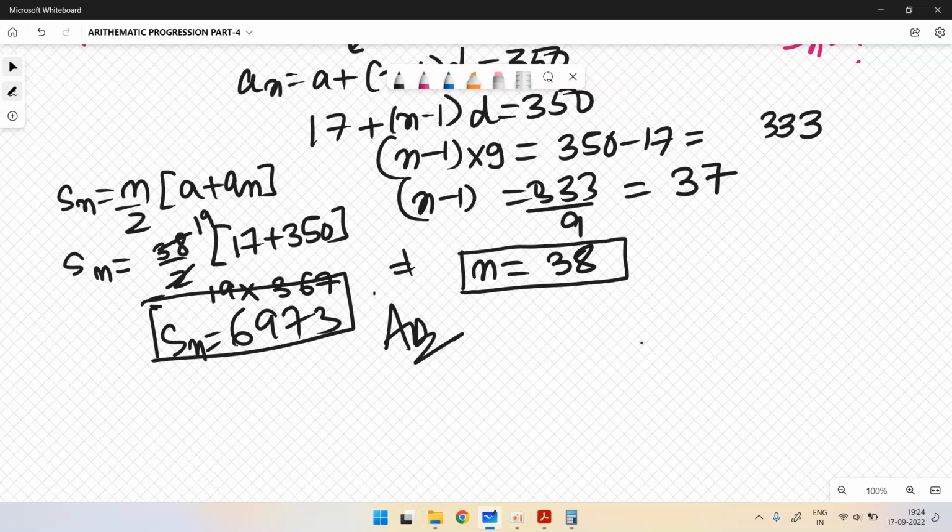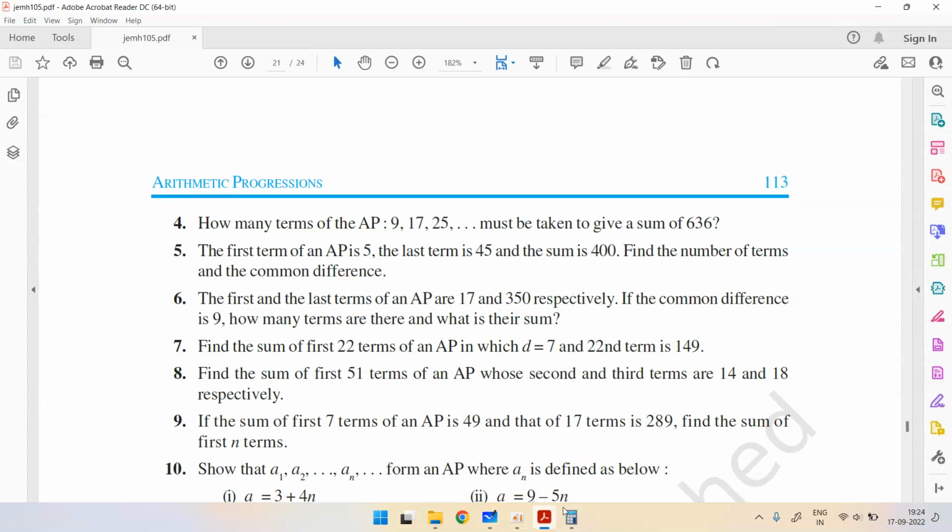So, what is next? Find the sum of the first 22 terms of an AP in which d is given, and the second term is 149. From the 22nd term, a plus 21d is going to be 149. D is given, n is given, so from 21d the value of a can be calculated. The sum of 22 terms is n by 2, where n is 22, so 22 by 2 is 11, times a plus the nth term. The nth term is also given, and a I have calculated, so this is also simple.